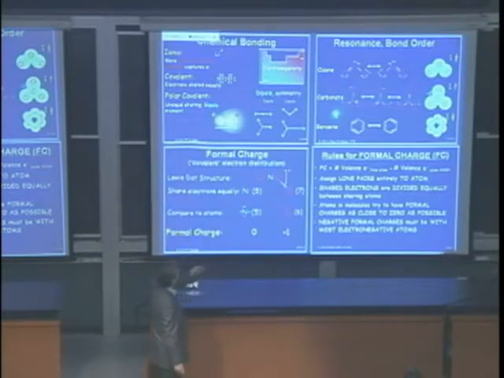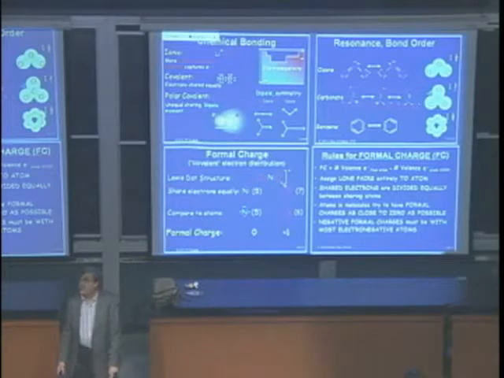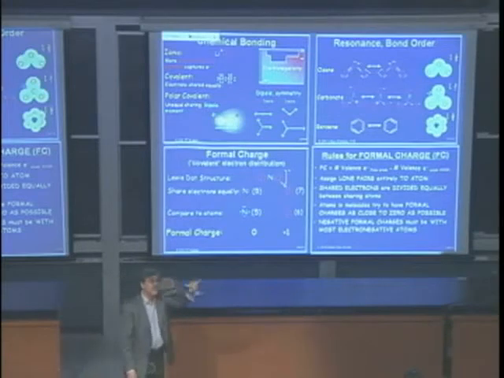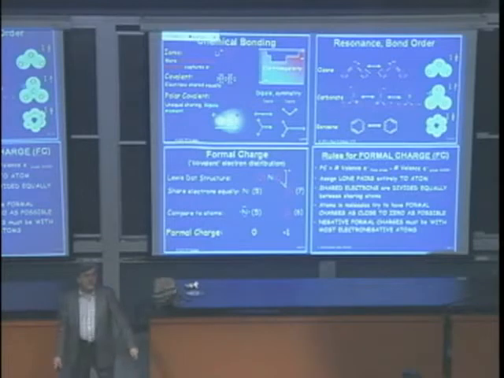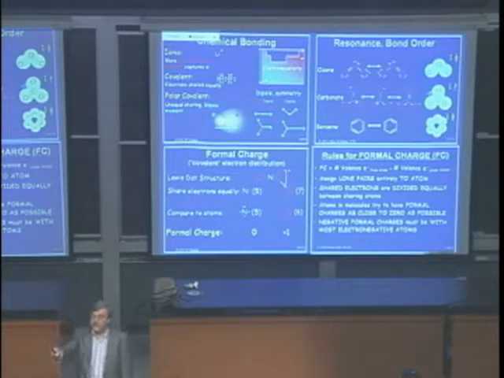Now we have the carbonate system, CO3 2-. So we have carbon, how many valence electrons? 4. And then we have 3 oxygens. 3 times 6 is 18, plus 4 is 22 electrons, and then we are 2-. Here's 1-, here's 1-. So 22 plus 2 is 24 electrons.